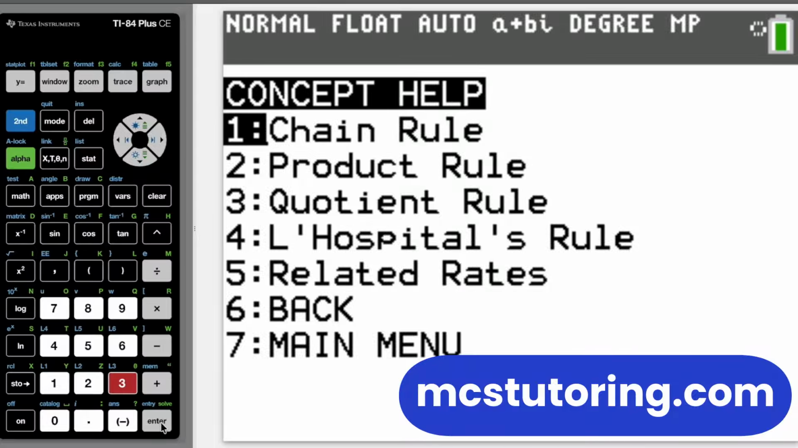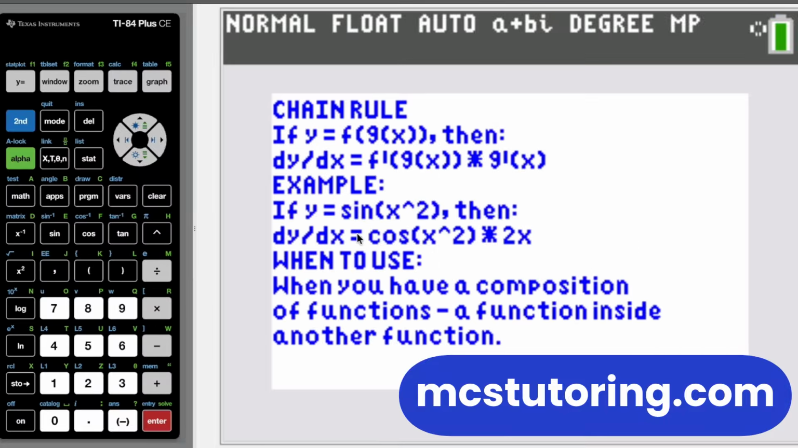Okay, so here we are in chain rule. If we have y equals f of g of x, then dy over dx is f prime of g of x times g prime of x. Here's an example. If we got y equals sine of x squared, and by the way, this caret symbol is the raised to symbol, right above the division symbol here. Then derivative is cosine of x squared times 2x, derivative of the inside there. So derivative of x squared is 2x. When to use: when you have a composition of functions, a function inside another function.